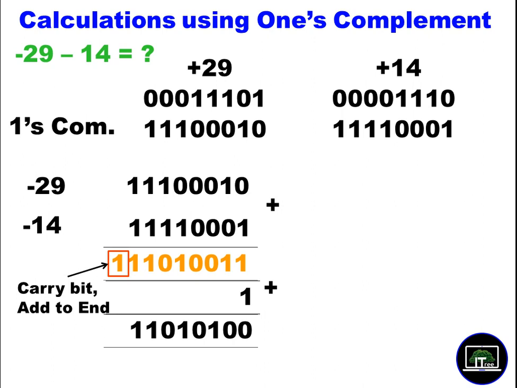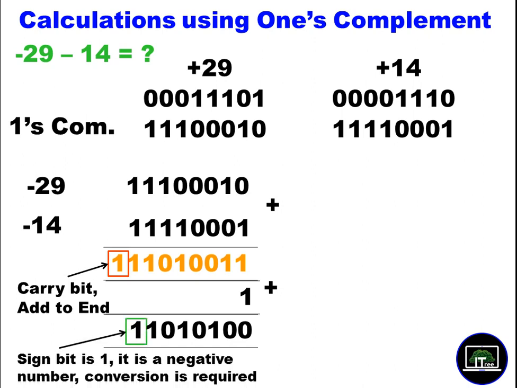The first bit is the sign bit. It's 1, and that means it's a negative number. That means you need to convert it. Okay, now we are converting that one.